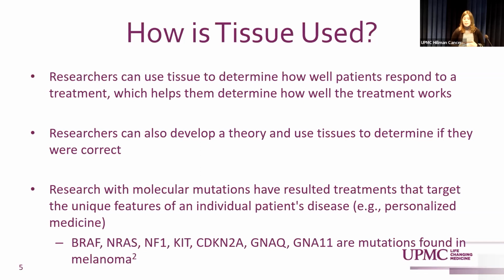So how are we using these tissues? Tissue is used to determine how well patients respond to treatments, and looking at that, we're also able to determine how well that treatment works. We can also work to develop a theory and then use this tissue to support that theory to determine if it's correct. And research with molecular mutations helps us find treatments that we can target to your specific mutations. So BRAF, NRAS, KIT, these are all mutations commonly found in melanoma. So we can use the tissue to drive the research to find those targets and those treatments.